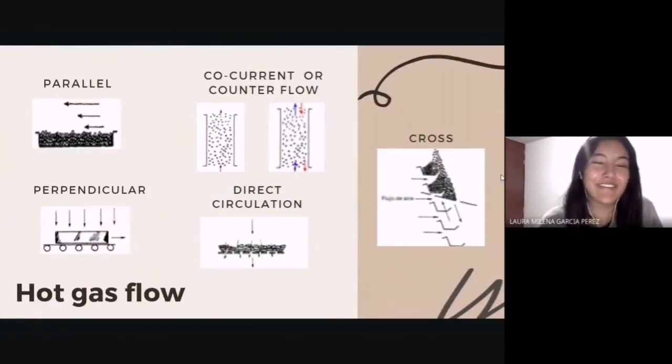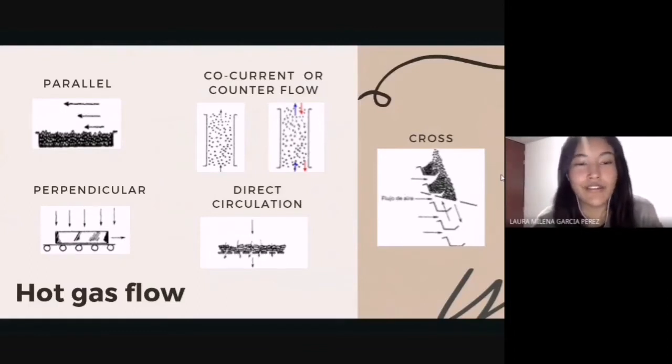Okay, so the hot gas flow can be parallel: the gas flow direction is parallel to the solid phase surface. In perpendicular flow, the direction of the gas flow is normal to the interface of the phases. When it's co-current, the gas phase and the solid particles move in the same direction, and when it's counterflow, the gas phase and the solid particles move in opposite directions.